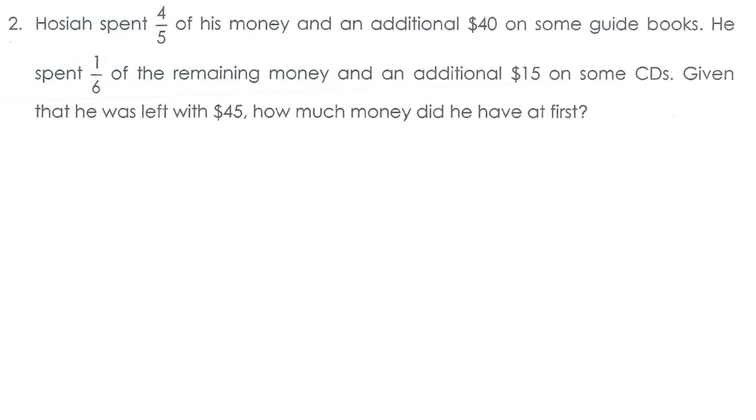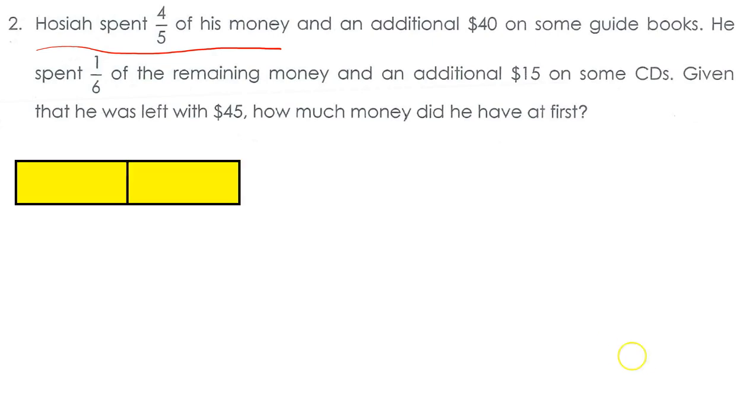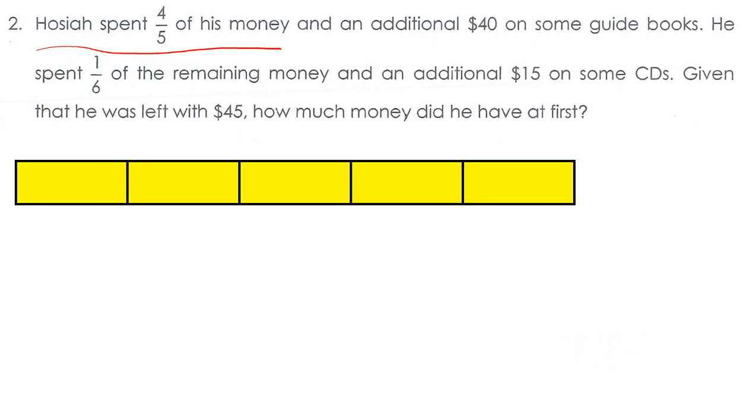Alright, now, this is a good question to do using models, and we're going to see how. Hosea spent 4/5 of his money. Just looking at this sentence here, you would know that there are a total of 5 units for Hosea. So Hosea is going to have these 5 big units. Now I draw it really big. You would want to draw it big as well, because you will know why later on. Spread it out, big. And you spend 4/5. Out of these 5 units, you spend 4 units of it.